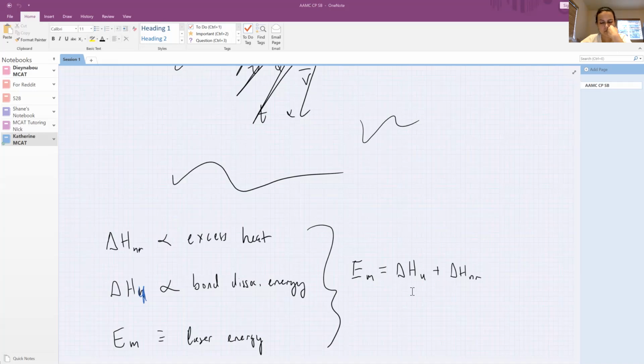But we can't really measure the bond dissociation energy directly. We can just subtract it, because we know the energy of the laser and we also know the excess heat. So EM will always be 0, right? No, EM, the energy meter. EM is the laser energy, and that's going to be greater than either of these. But that's how you can figure out what the bond dissociation energy is.